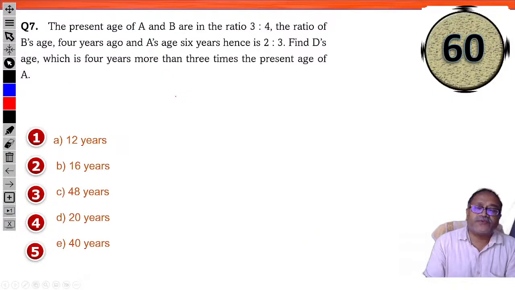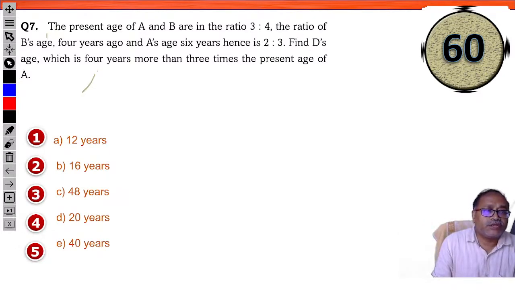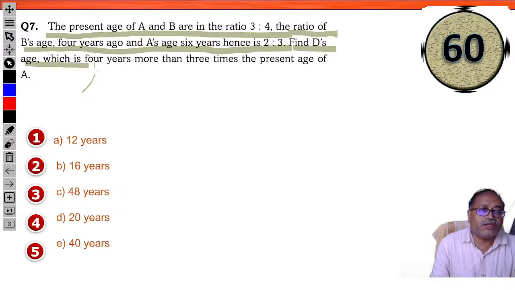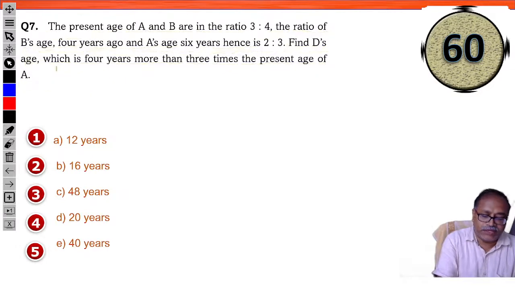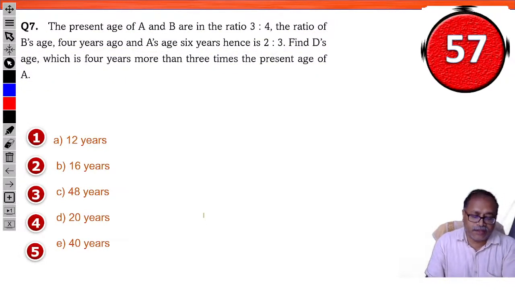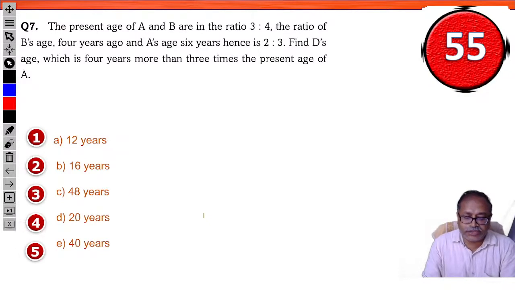Now, option 5 it shows. Leave it. Now, question number 7. The present ages of A and B are in the ratio of 3:4. The ratio of B's age 4 years ago to A's age 6 years hence is 2:3. Find the age which is 4 years more than 3 times the present age of A. I just wanted to check how much time you take to answer the question.